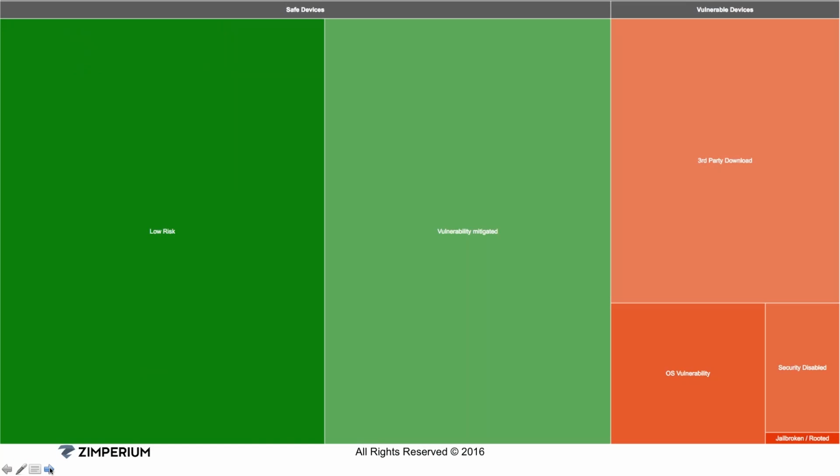So here is, I think, a very interesting graph. This essentially shows you the risk perspective of a customer of ours that happens to be a tech company on the West Coast of the US. And this is not threats that were delivered to the device. This is the risk profile of the devices.